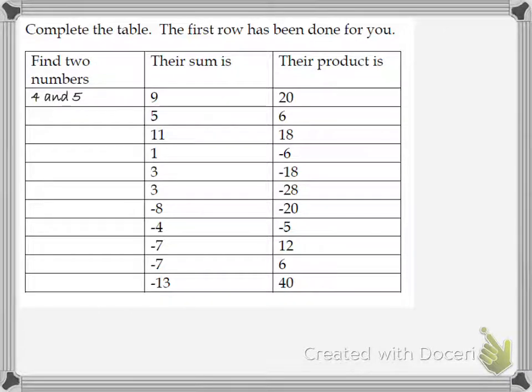So the reason why we know that they are 4 and 5 is because 4 plus 5 gives us 9, and 4 times 5 gives us 20. Okay, let's do the second row together. We need two numbers with a sum of 5 and a product of 6.